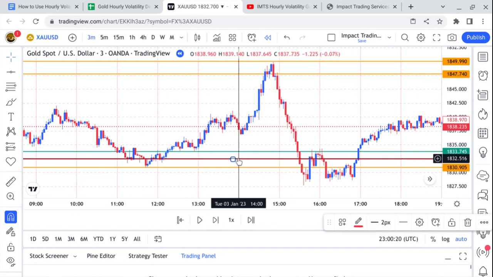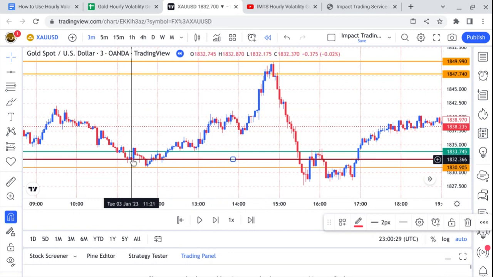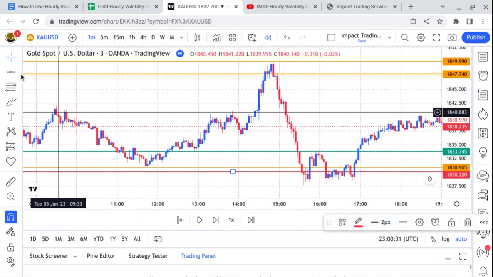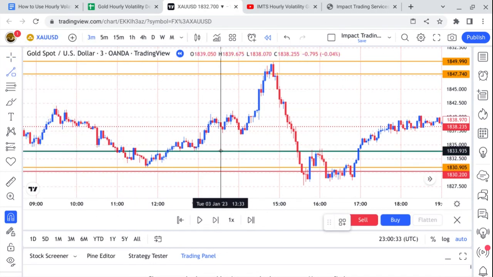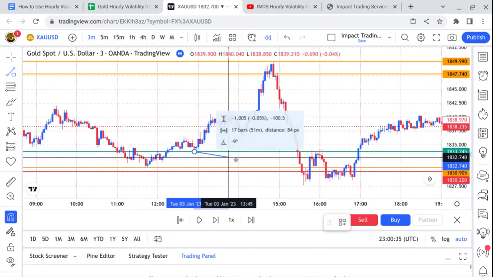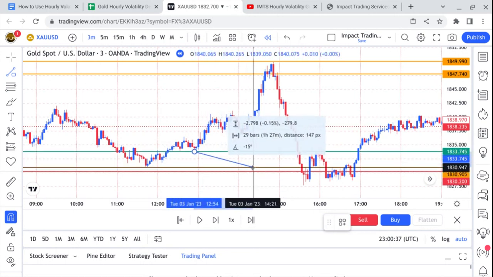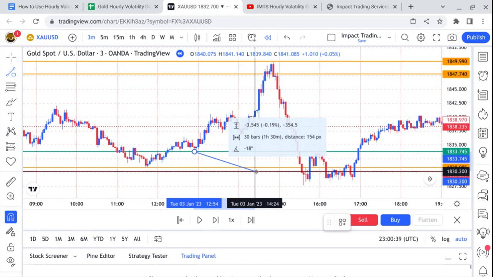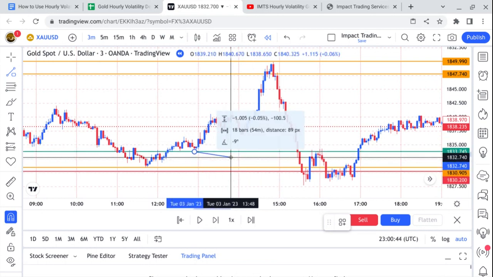Or we could place a stop loss here. Now that's going to depend on your risk management. You want to do 1.5 per trade, 2% per trade. Your risk management tells you where you want to place your stop loss. But you have good areas to place your stop losses. This is a tight stop loss if you want to place a stop loss here.